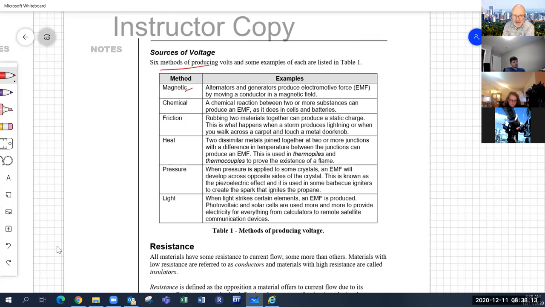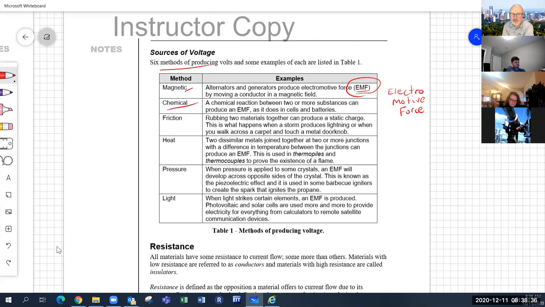So magnetic. So we have alternators and generators producing that EMF. Remember what that stands for, EMF? Electromotive force.